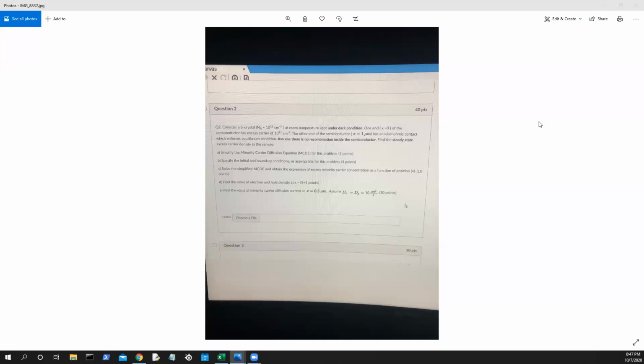So now we have this function, and we're at part C where we have to solve the simplified MCDE and obtain the proper expression. We've obtained the expression, but we have to solve for our A's and our B's, so we have to use our boundary conditions. You plug in 0 here, and n is equal to 10 to the 11th. When you plug in 0, A zeroes out and B is left. Thereby, B must be equal to 10 to the 11th.